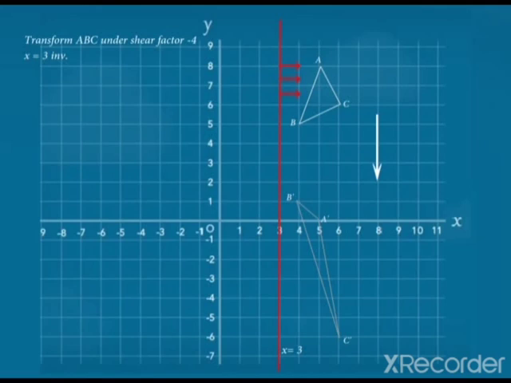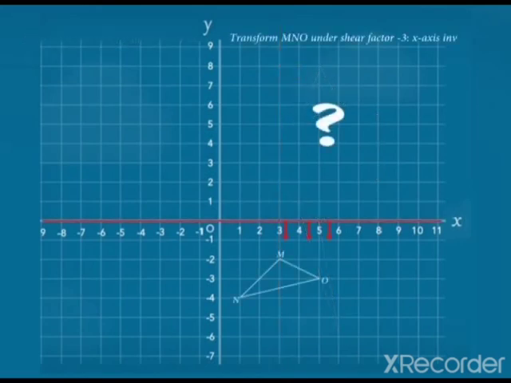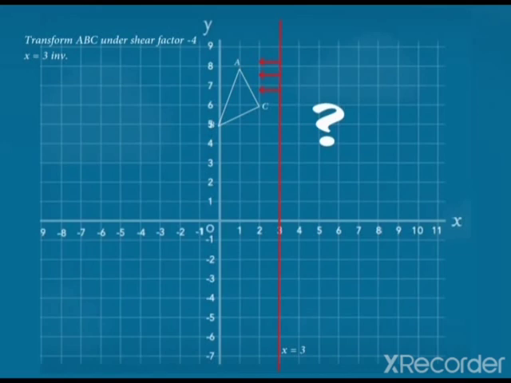Suppose now the figures were below or behind the invariant lines. What would happen if this triangle MNO was below the x-axis, which is the invariant line? Or this triangle ABC was behind the line x is equal to 3. In these cases, we take the perpendicular distance to be negative. We then proceed to multiply with the shear factor and get the displacement.